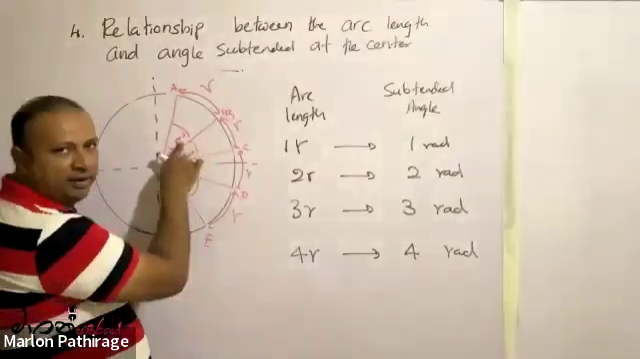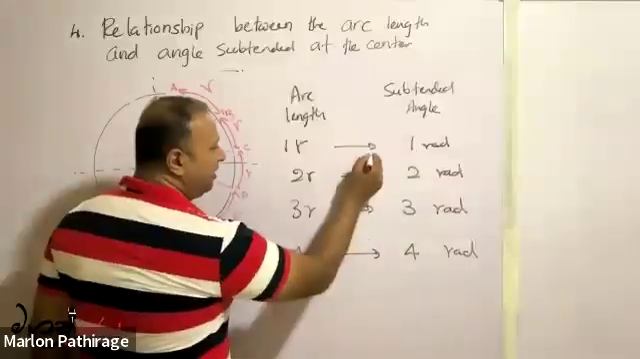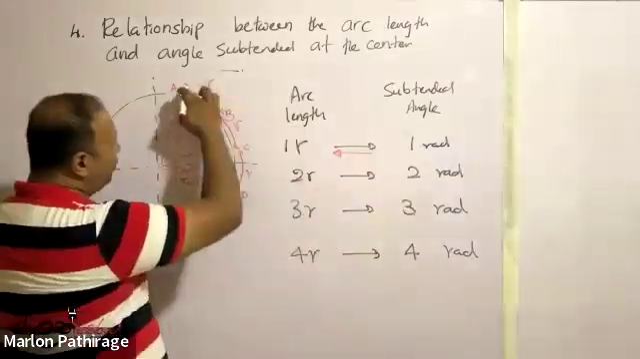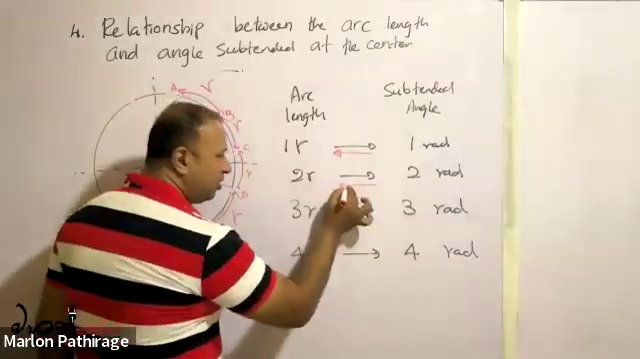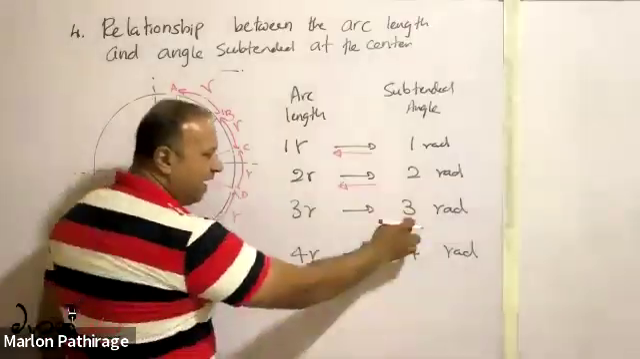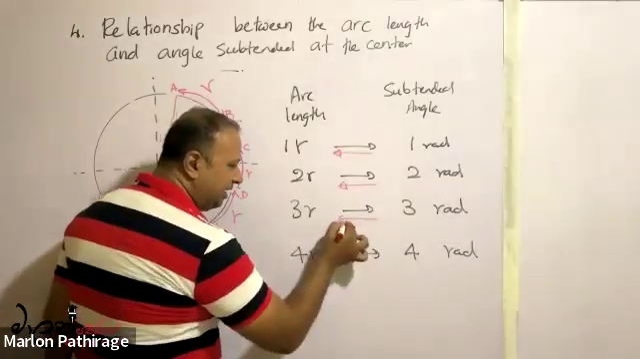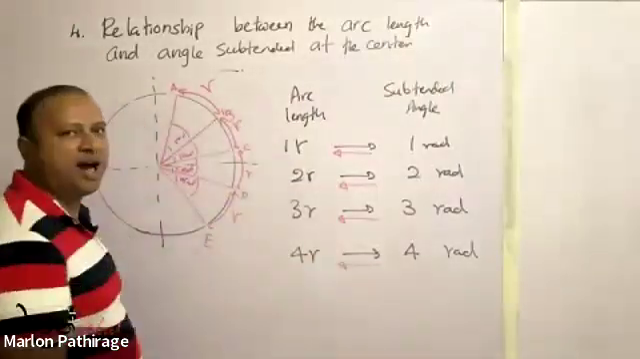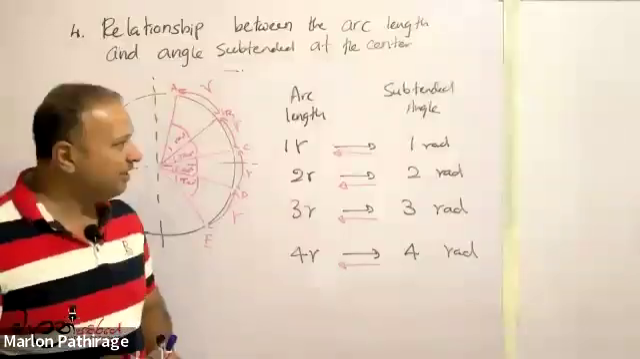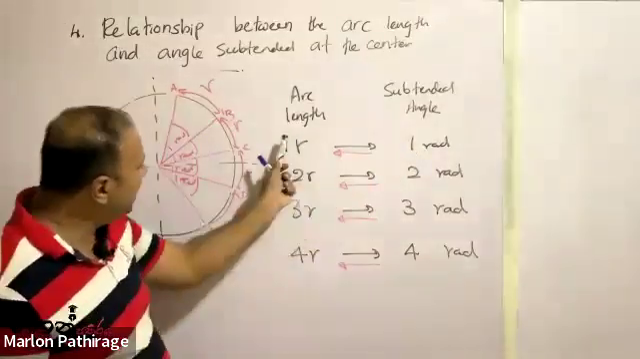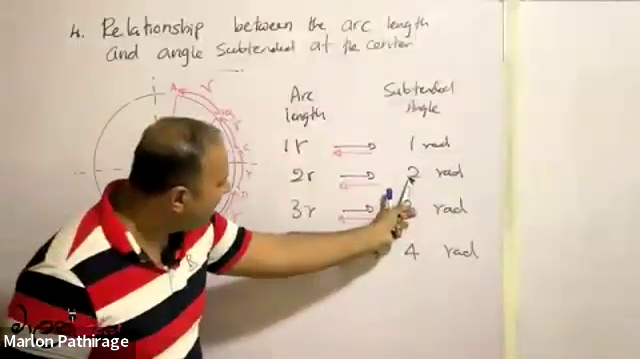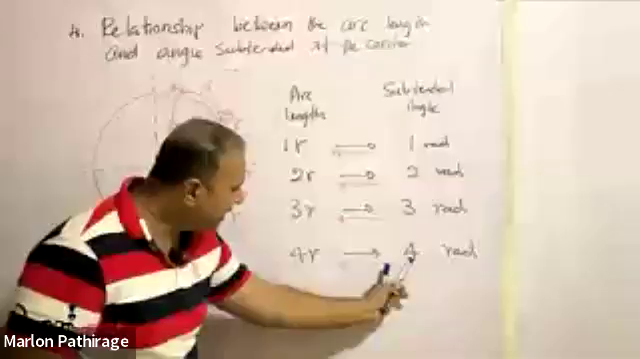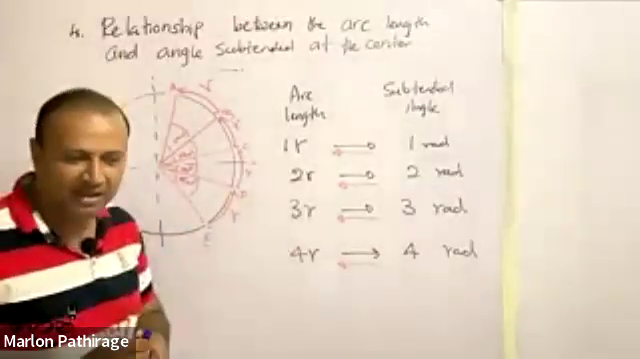If the angle is 1 radian, the arc length is 1r. If the angle is 2 radians, the arc length is 2r. If the angle is 3 radians, the arc length is 3r. If the angle is 4 radians, the arc length is 4r.